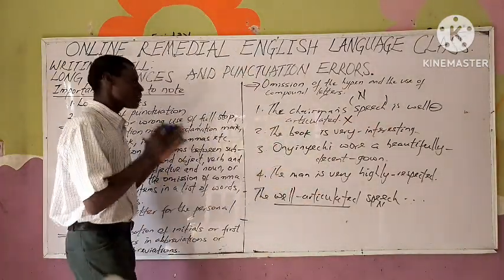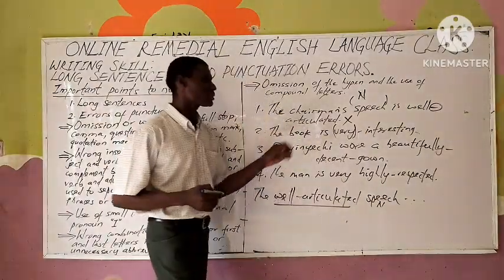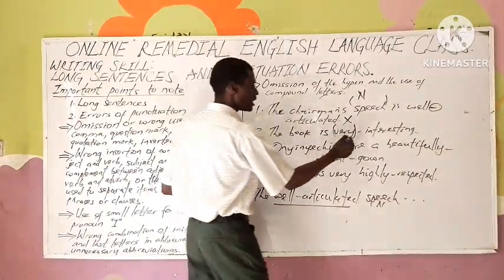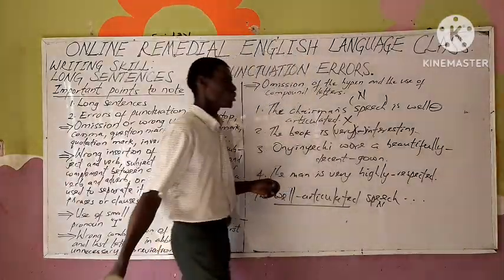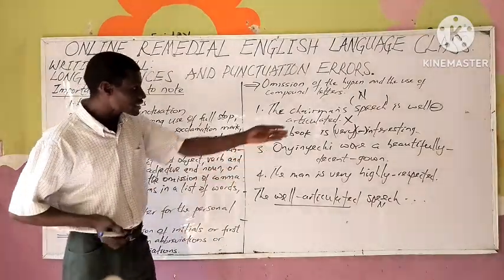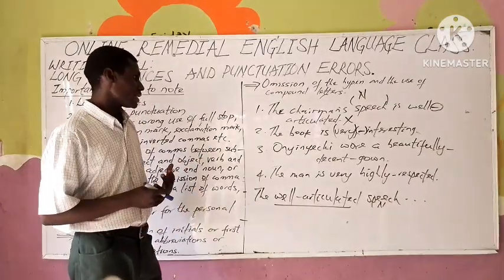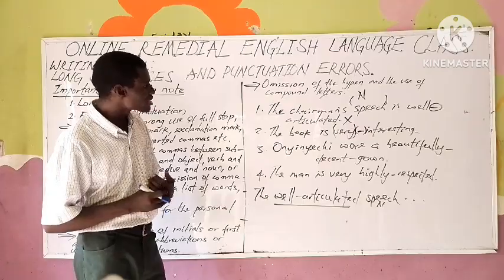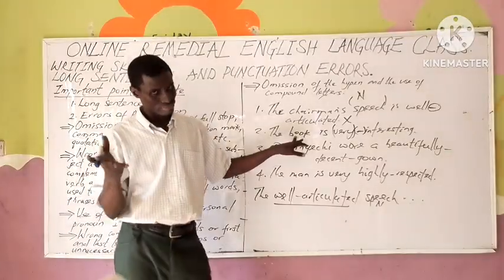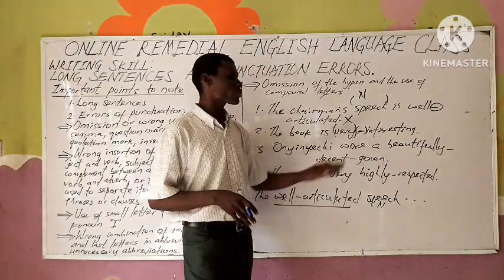What about number 2? The book is very interesting. The problem with this is when you have this verb, it is unacceptable to still put your hyphen here. So you drop it when you have the word very, okay? Though it is showing the degree there, at the same time, it is not necessary. For instance, in this sentence, the book is very interesting. Interesting qualifies the book. That means it's an adjective. Very is qualifying interesting. That means it's an adverb.